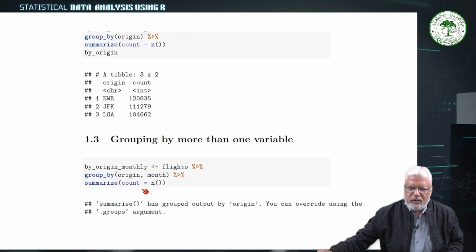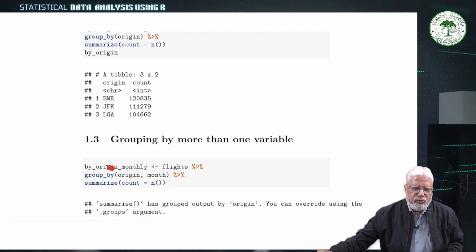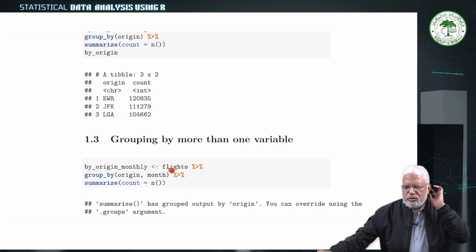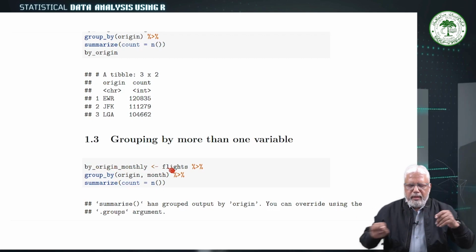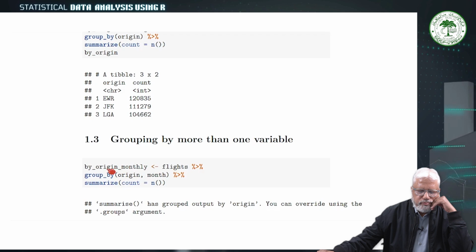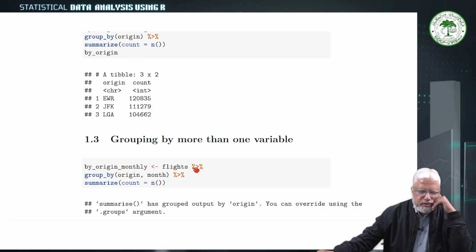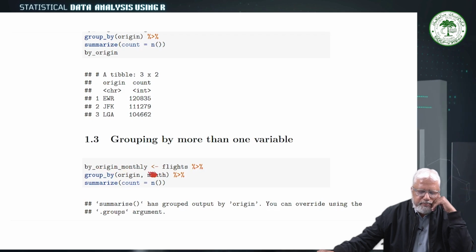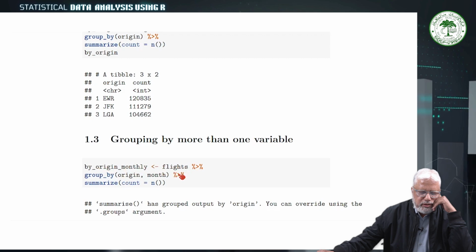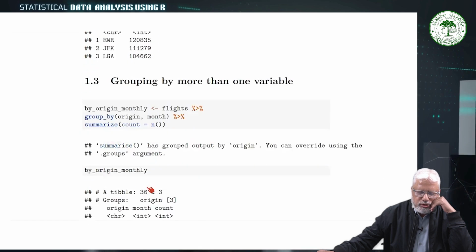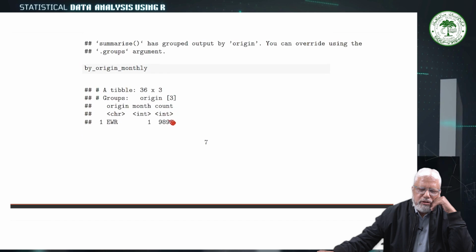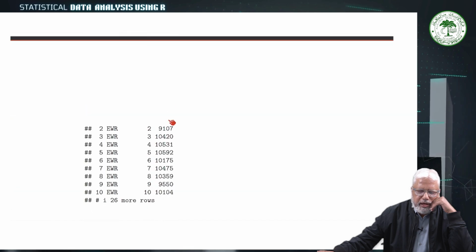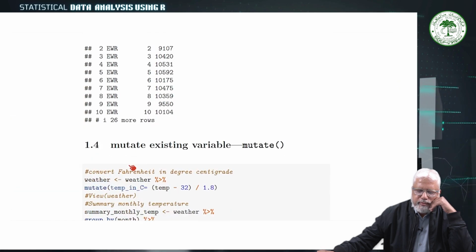Grouping by more than one variable, by origin and month. So here, monthly flights by origin and month, and then we are using the pipe, group by origin and month, and then summarize counts. So it will have 36 by 3, and we have already talked about these things.